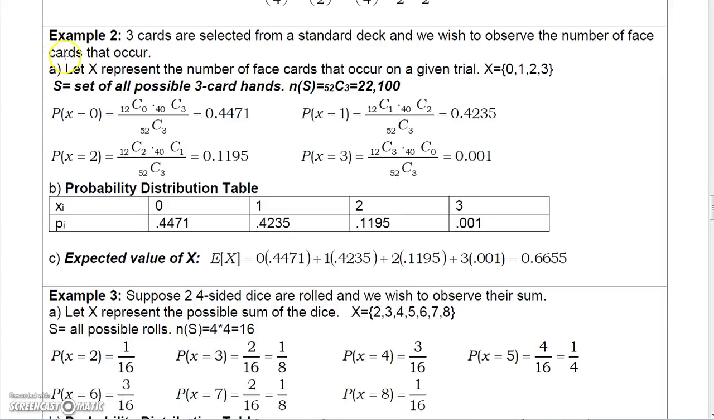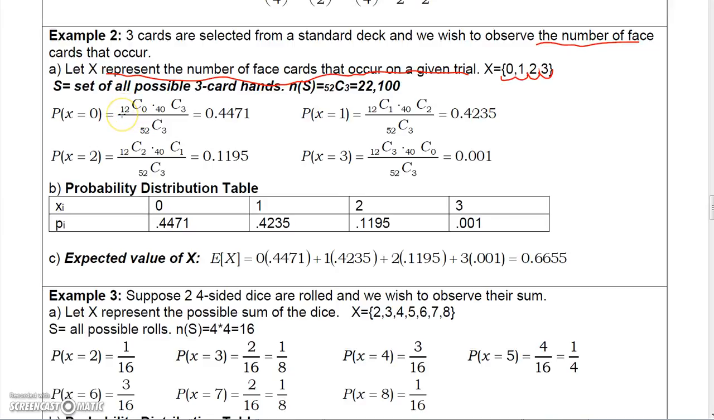Let's say 3 cards are selected from a deck, and we want to observe the number of face cards that occur. I'm going to let x represent the number of face cards that occur, and I'm going to find the expected value of x. If you draw 3 cards from a deck, you can have no face card, 1 face card, 2 face cards, or 3 face cards. So let's find the probability of this occurring.